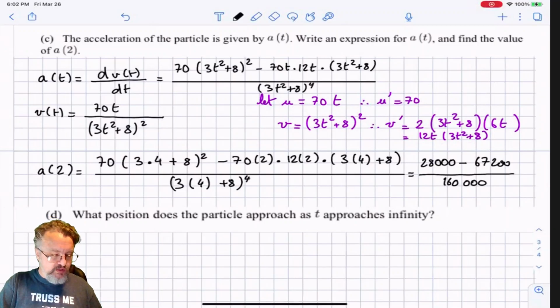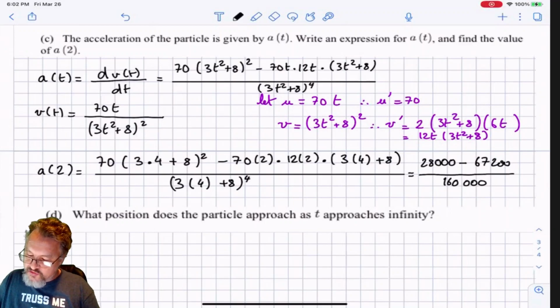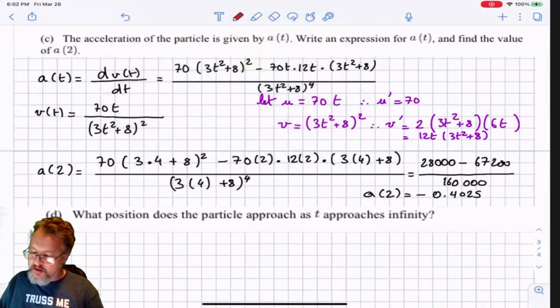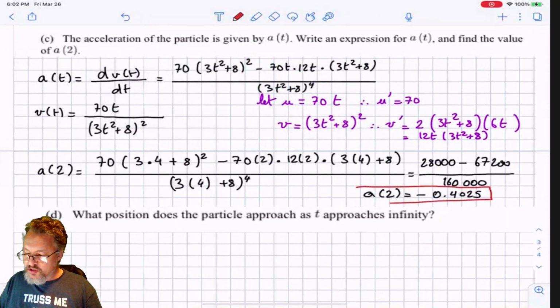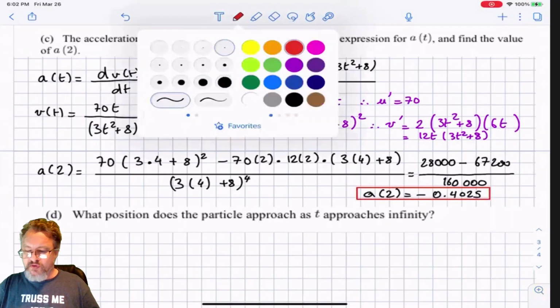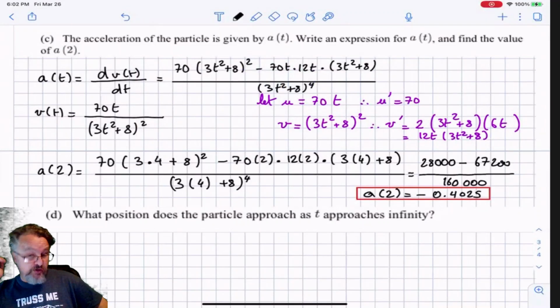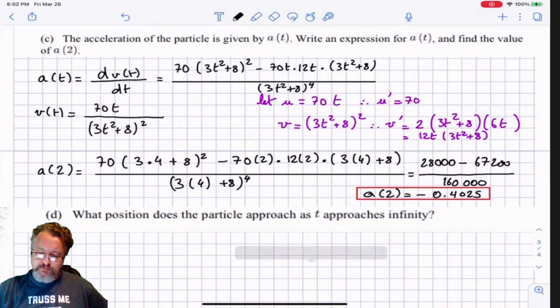So what do we have here? 28,000 we said, minus 67,200 divided by 160,000. So it's going to be equal to negative 0.4025. Okay. All right. Let's box this answer. I didn't really like this problem. It doesn't feel like a real AP question. Yet it was created by the College Board. But what are you going to do?